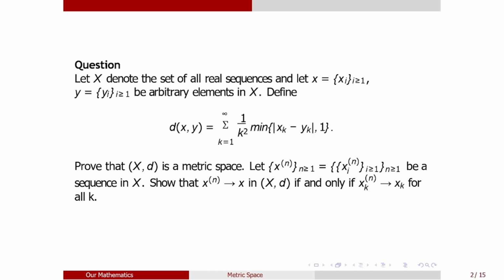Now we know that for a set to be a metric space with respect to a function, it has to satisfy four properties. The four properties are: d of x comma y should be greater than or equal to 0 for all x comma y belonging to capital X; d of x comma y equal to 0 if and only if x is equal to y; d of x comma y is equal to d of y comma x, that is, it should be commutative; and then there comes the triangle inequality: d of x comma y should be less than or equal to d of x comma z plus d of z comma y.